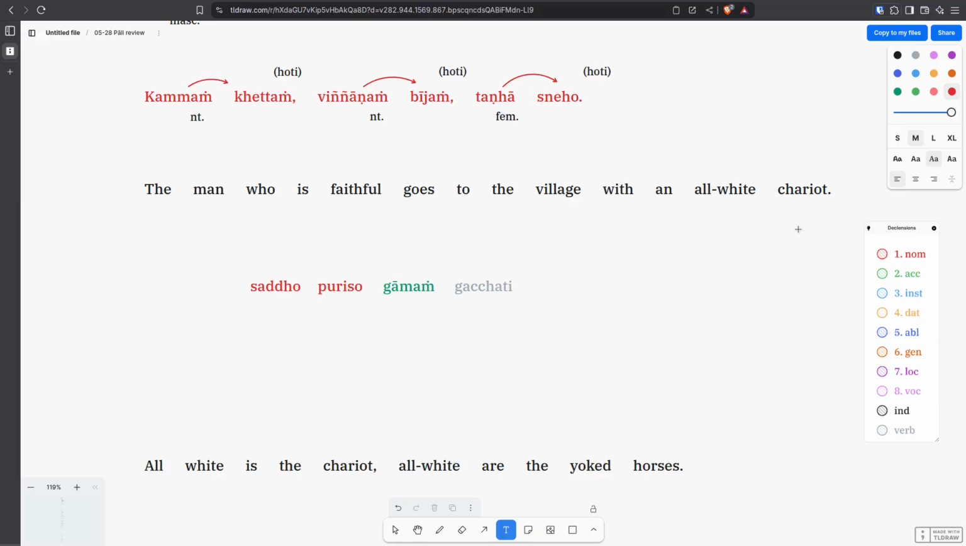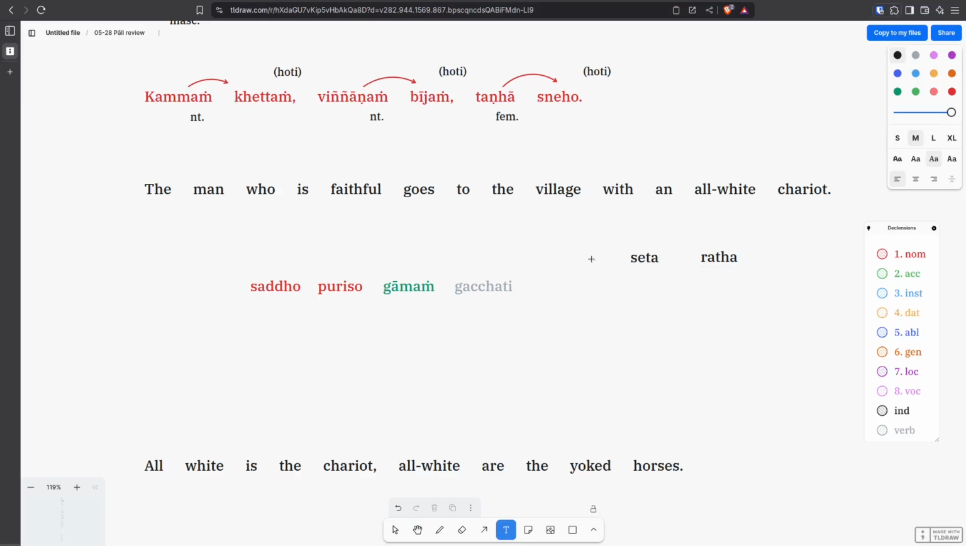Ajahn Vesako, do you remember the word for chariot for us? Probably Yana here. Could be Yana. I was thinking of Ratha. Ratha, yes, also. So here let's use Ratha. And so in white, we saw Seta before, Venerable Titapanyo. Seta. So white chariot. So how do we make this all white?